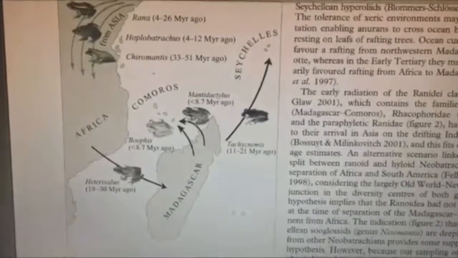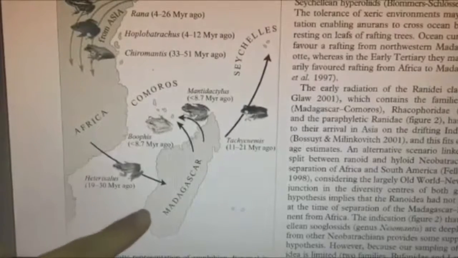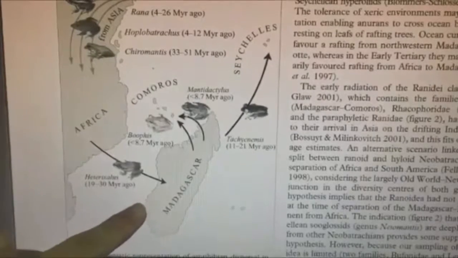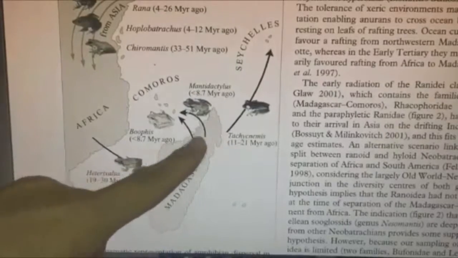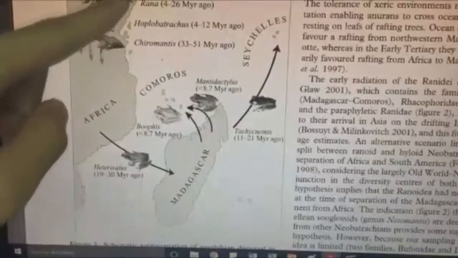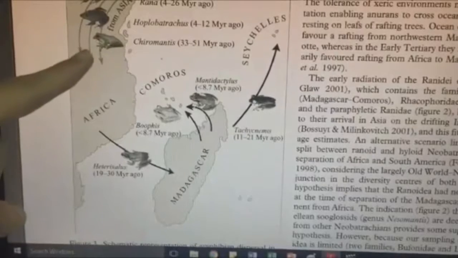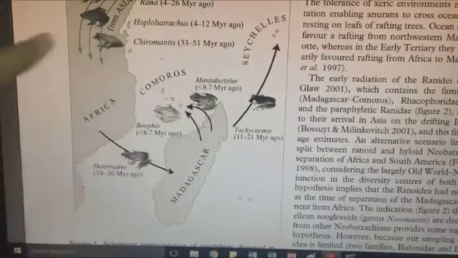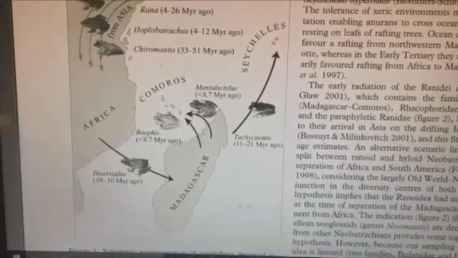The first case happens in hyperoliid frogs. The movement of hyperoliid frogs, the Heterixalus, moved from Africa to Madagascar. And then there's another frog, the Tachycnemis, which moved from Madagascar to Seychelles. And then there's another event where three dispersal events happened from Asia to Africa in the Tertiary period. The dispersal is estimated to have occurred during the Oligocene and Miocene epochs.